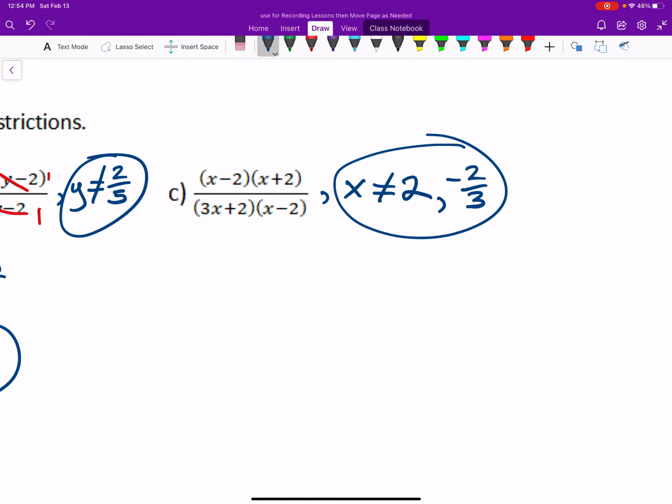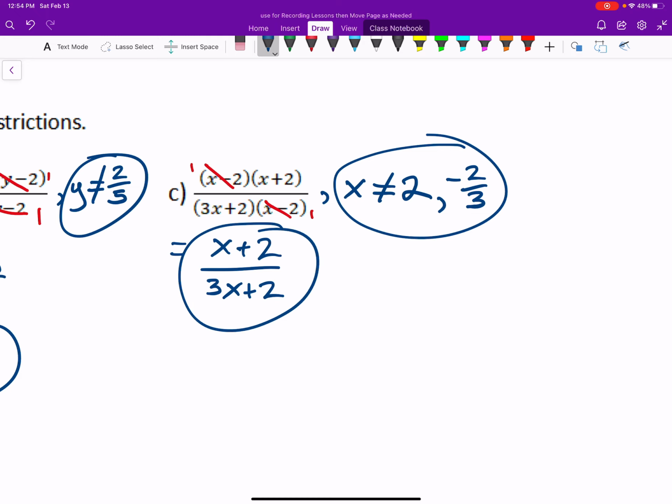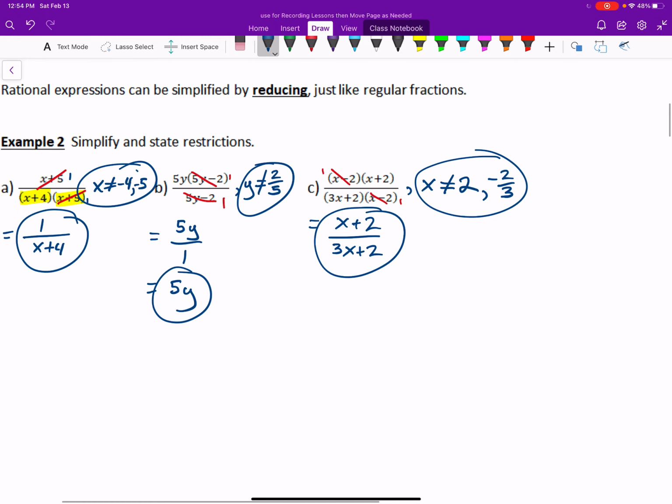And as for reducing, this x minus 2 will cancel with this x minus 2. And what I'm left with is 1 times x plus 2, or just x plus 2 on the top, and 3x plus 2 times 1 on the bottom, which is just 3x plus 2. So that's my reduced form.